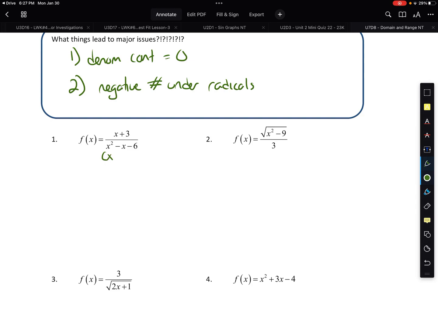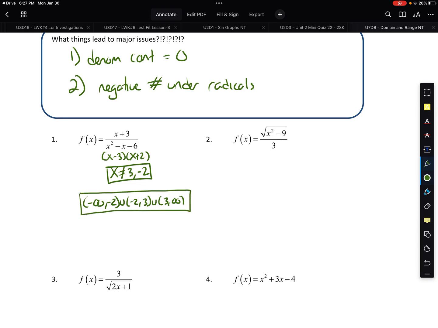So I could factor x minus 3, x plus 2, and realize here that my domain is x can't be 3, x can't be -2. Every single other number can be plugged into my denominator and give me something. My numerator, there's no issue with the numerator. You could plug in any number up there. But 3 and -2 are the clear-cut destroyers in this situation. So my domain is -infinity to -2, union -2 to 3, union 3 to infinity. That says right there that every single number but -2 and 3 works.